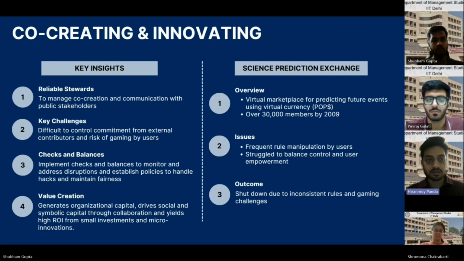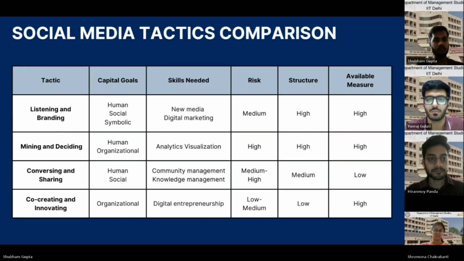Now moving on to the next slide. We discussed the four popular tactics: listening and branding, mining and deciding, conversing and sharing, and co-creating and innovating, and the eventual capital goals that are generated from these tactics. Here we can see all of that. We have also mentioned the skills that are required as per the reading case. So I talked about co-creating and innovating, which requires digital entrepreneurship skills.